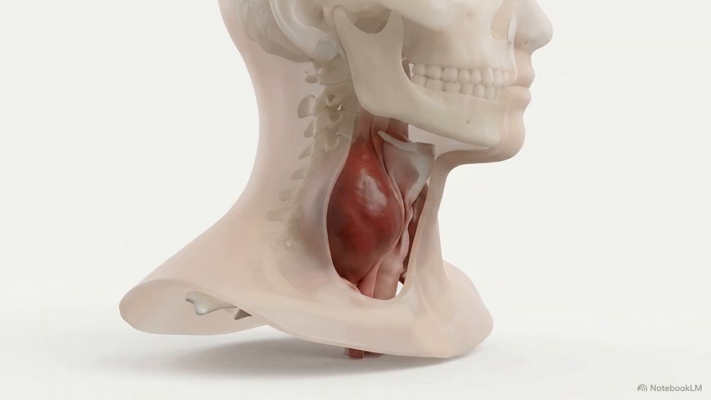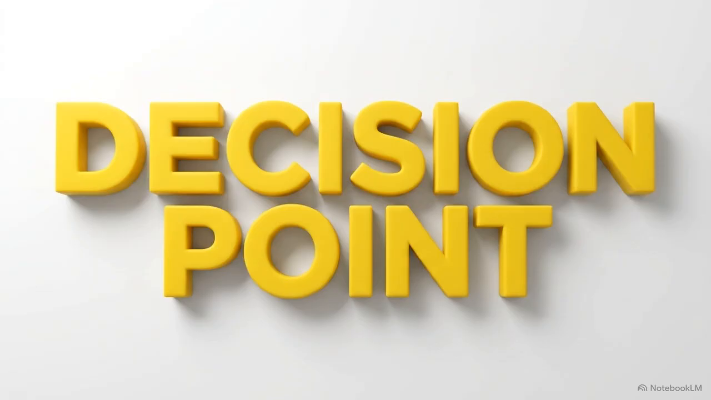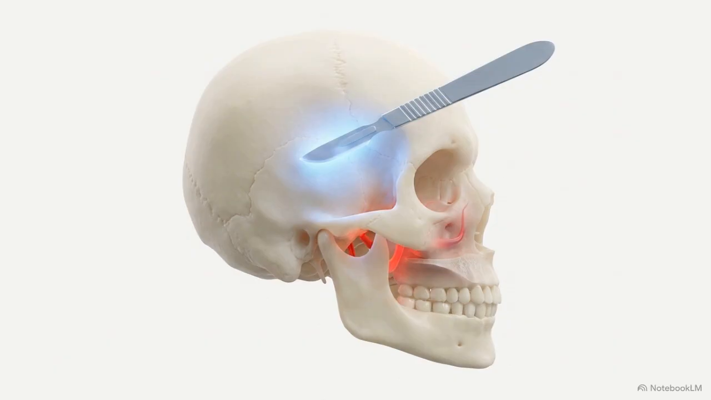Anatomy dictates urgency. You cannot let a superficial symptom mask a deeper structural collapse. Let's test this model. Consider a 28-year-old male post-motor vehicle collision presenting with right mastoid hematoma, immediate facial paralysis, and total hearing loss. This flowchart traces the lateral trauma to a transverse fracture, resulting in nerve transection. What is the most definitive next step in management? The answer is urgent surgical decompression. Administering steroids here ignores the structural reality of a severed nerve.